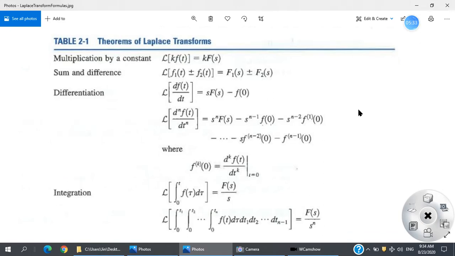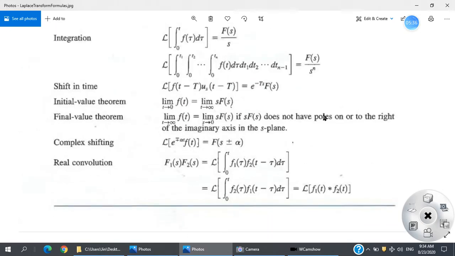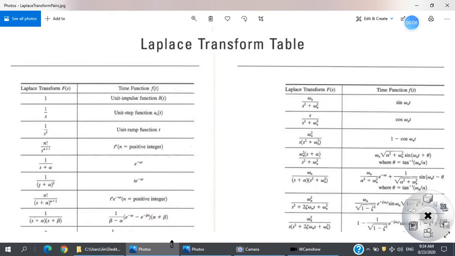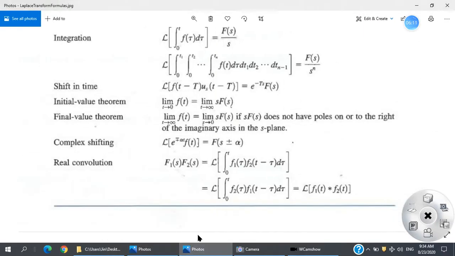And we have more: integration, shifting the time, the initial value theorem, final value theorem, and the complex shift and the real convolution. This one is also in this course. Yeah, we still need it. So multiplication in the S domain corresponds to convolution in the time domain, right? All right, so by the information in these two tables, we can find almost all the Laplace transforms we want.